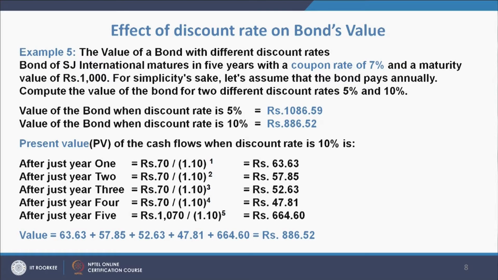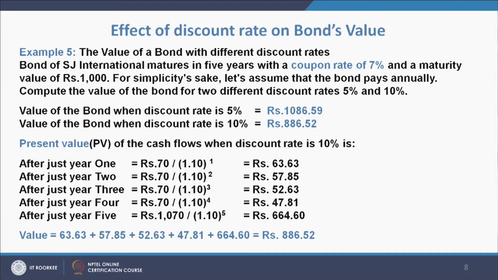Effect of discount rate on bond's value. What we will see here is that the same problem will be solved for two different discount rates, 5% and 10%, and then we will find out the conclusion, what is the effect of discount rate on bond's value. For this we have taken example 5, the value of a bond with different discount rates. Bond of SJ International matures in 5 years with a coupon rate of 7% and a maturity value of rupees 1000. For simplicity, let us assume that the bond pays annually. Compute the value of the bond for two different discount rates, 5% and 10%.